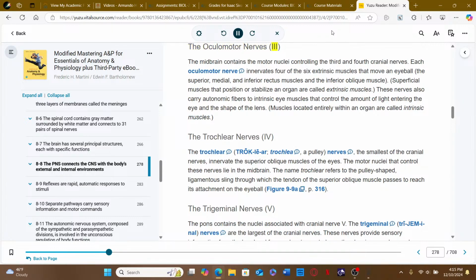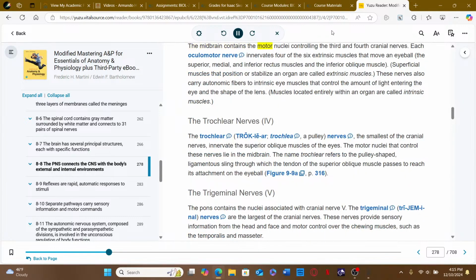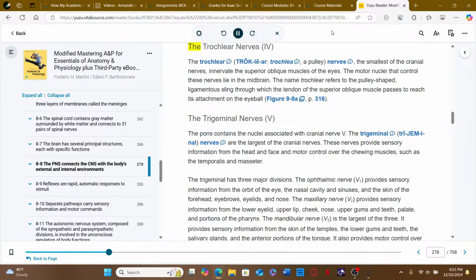The oculomotor nerves, 3. The midbrain contains the motor nuclei controlling the third and fourth cranial nerves. Each oculomotor nerve innervates 4 of the 6 extrinsic muscles that move an eyeball: the superior, medial, and inferior rectus muscles and the inferior oblique muscle. Superficial muscles that position or stabilize an organ are called extrinsic muscles. These nerves also carry autonomic fibers to intrinsic eye muscles that control the amount of light entering the eye and the shape of the lens. The muscles located entirely within an organ are called intrinsic muscles.